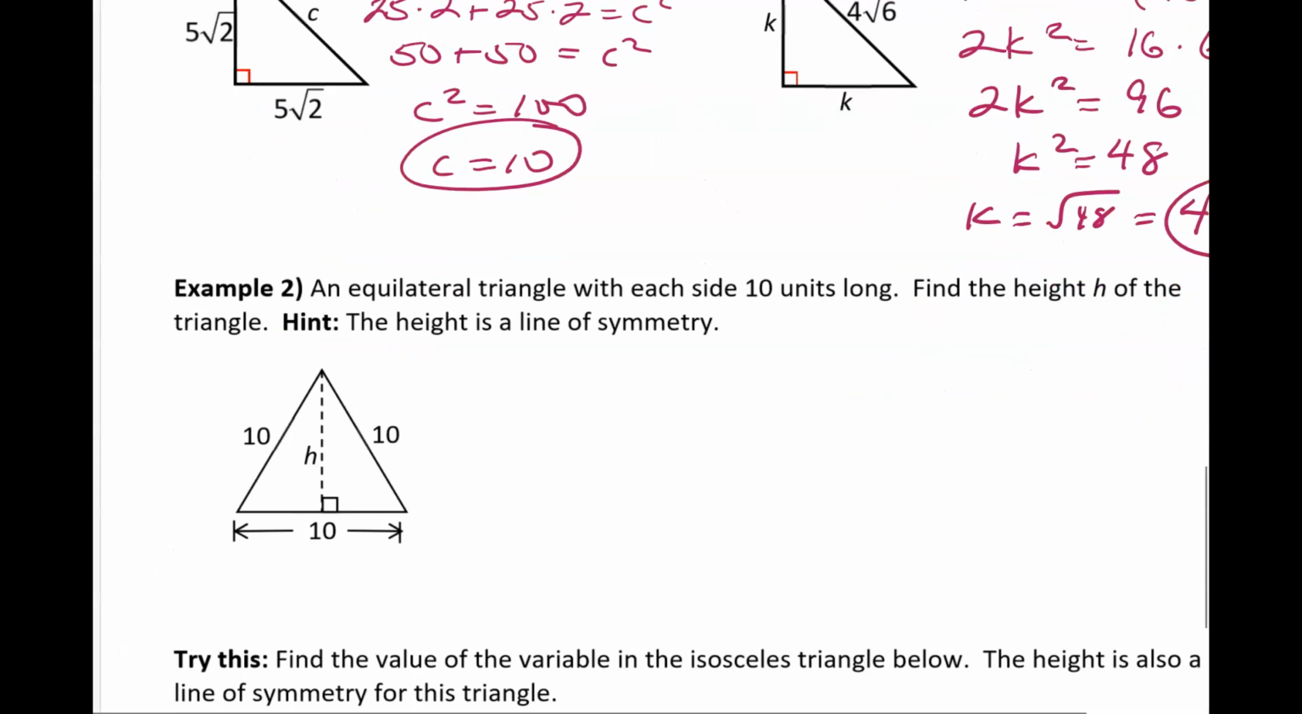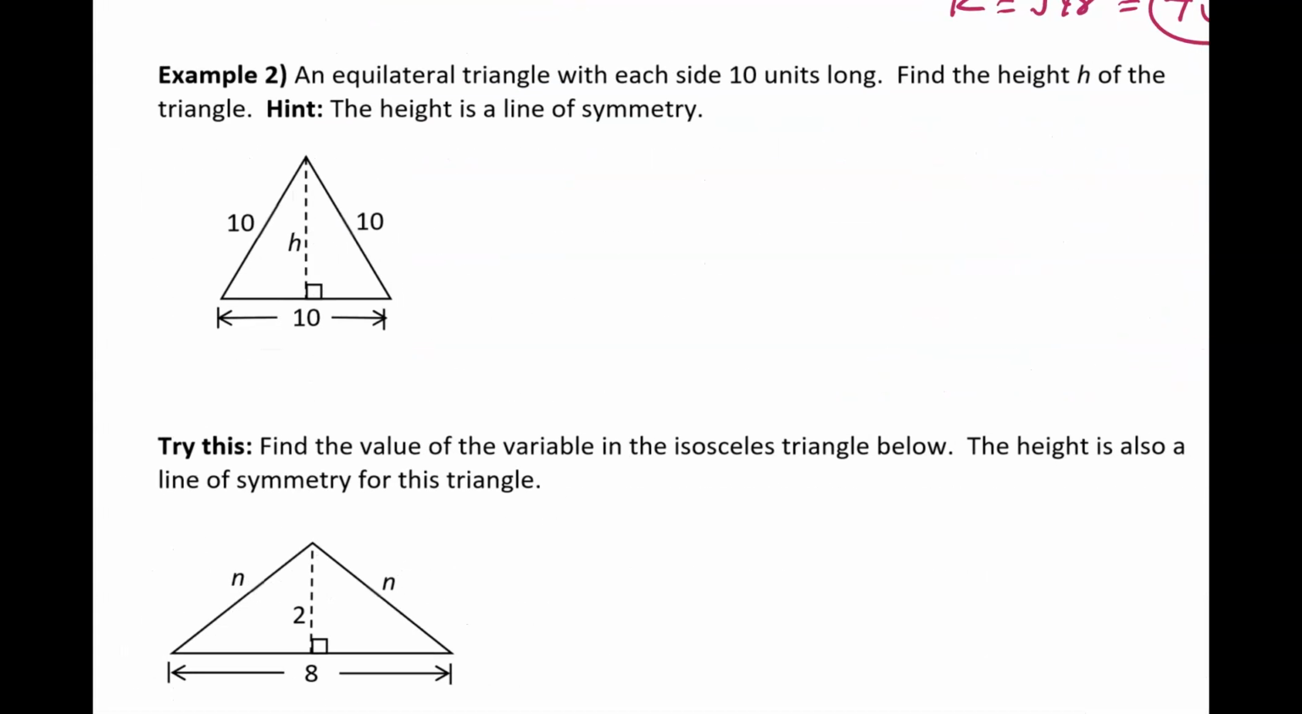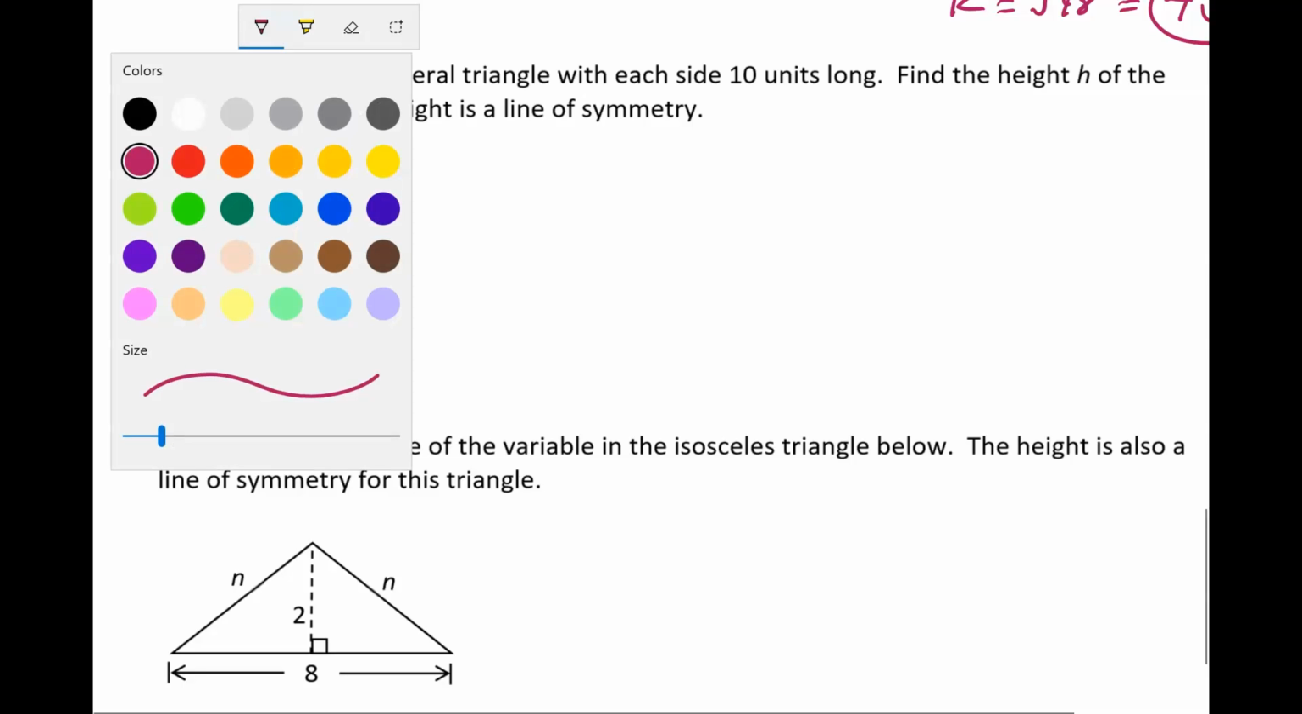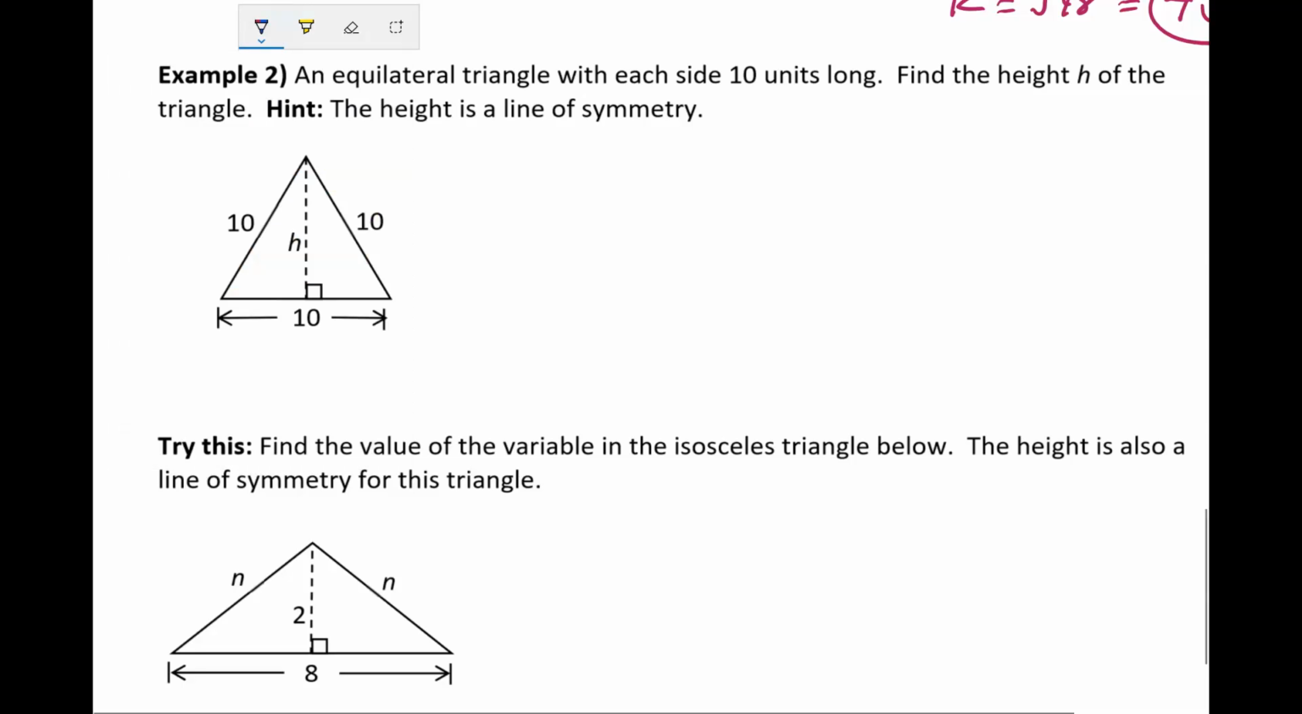All right, now for our last example, we have an equilateral triangle that has all sides 10 units long. We're looking for the height. In this case, what you need to do is find a right triangle within the figure. So I'm just going to look at this yellow portion that's a right triangle, and I'm going to redraw it. So the hint is that the height is a line of symmetry, so that means it splits that bottom side into two equal pieces of 5 and 5.